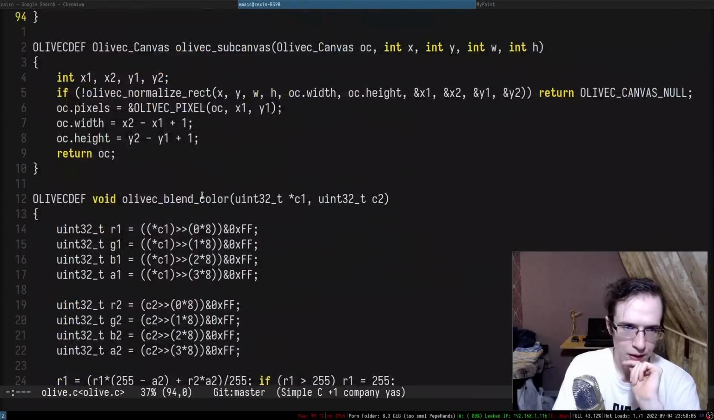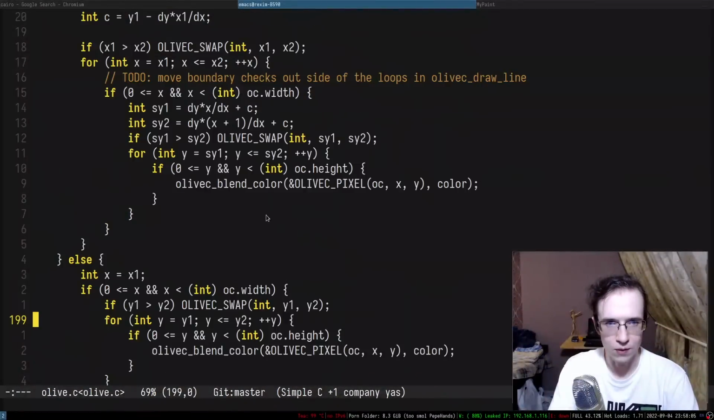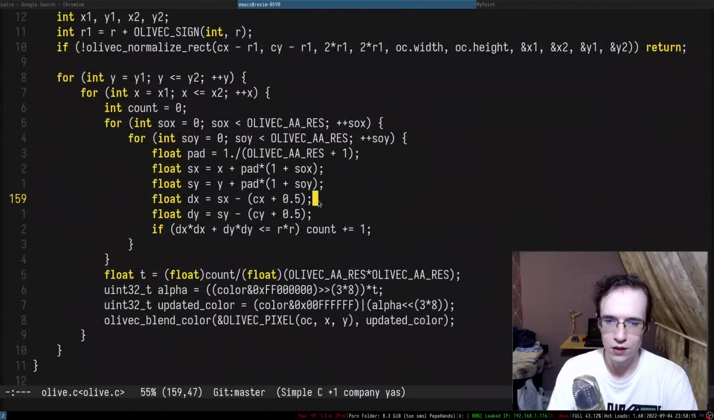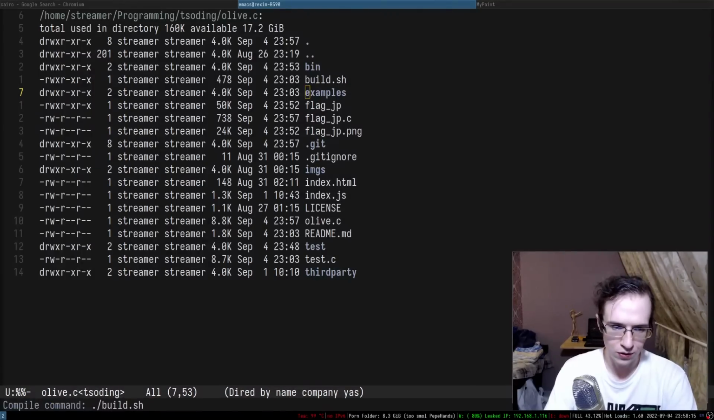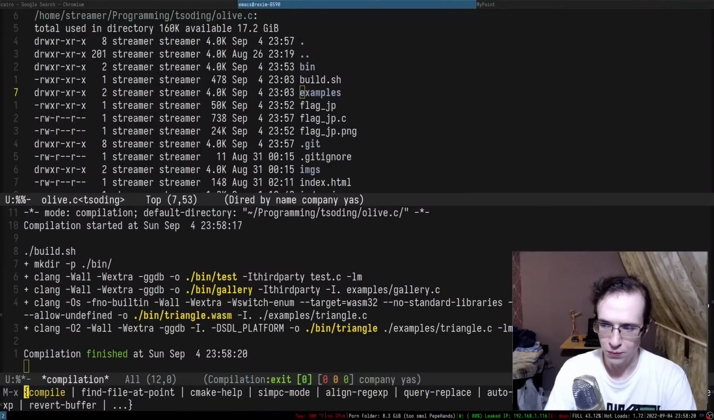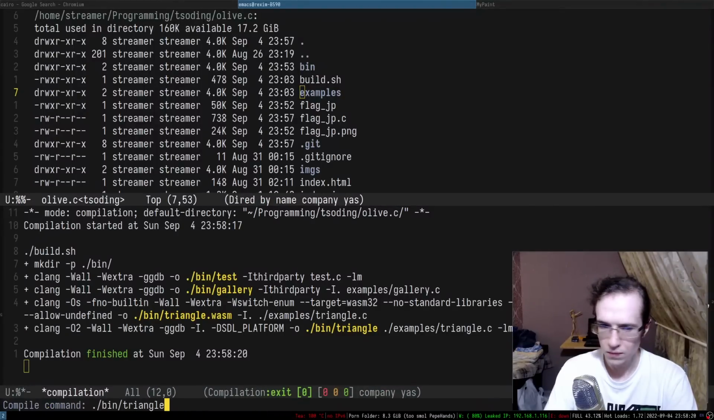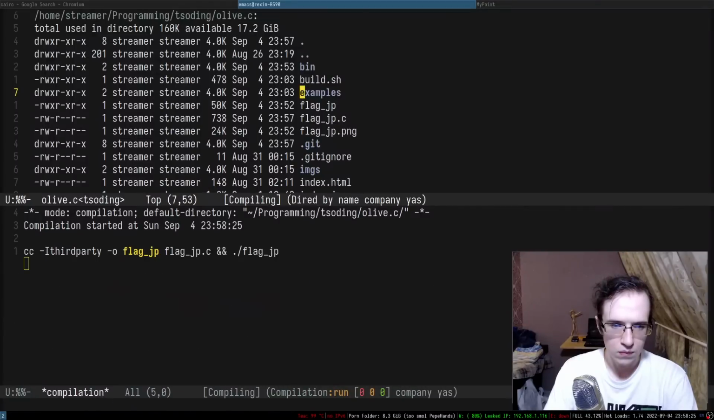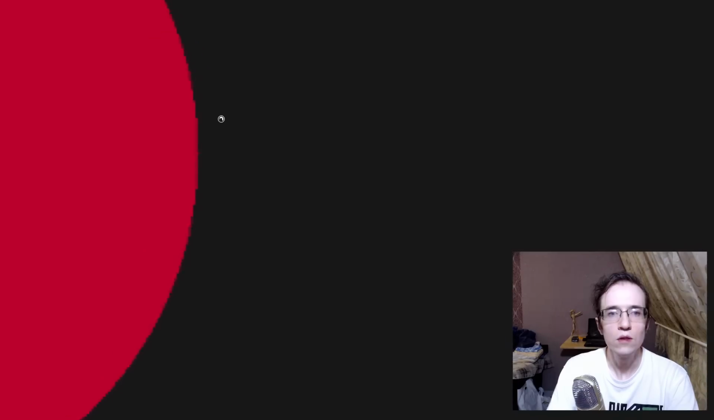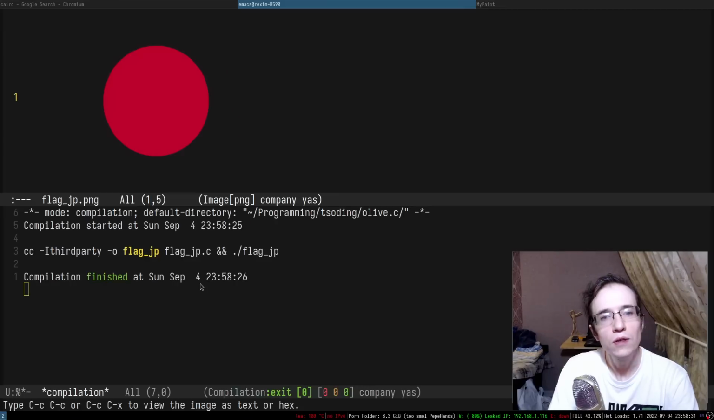The same goes for res. Okay. So circle, we go in here. I want to actually test how this entire thing works. So we're gonna do flag Japan. All right. So as you can see, something went wrong.